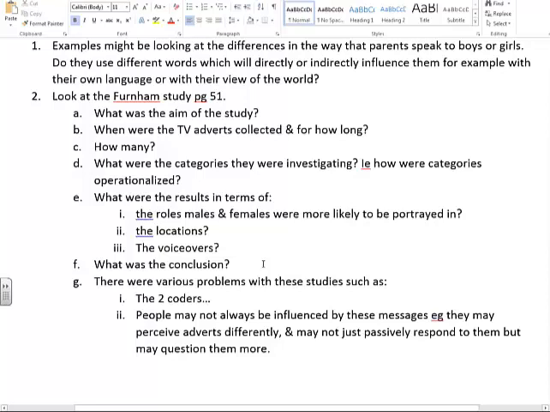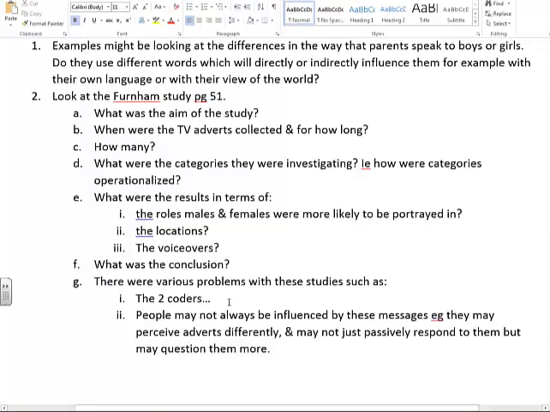So there were various problems, and actually these are often problems with content analysis as a whole. So here there's a little bit about the two coders. All right, they had two people investigating this. We call them coders, and actually they disagreed sometimes, and that's one of the problems, that it's not always going to be straightforward about, for example, who's more active or passive. And you might have a biased view already.